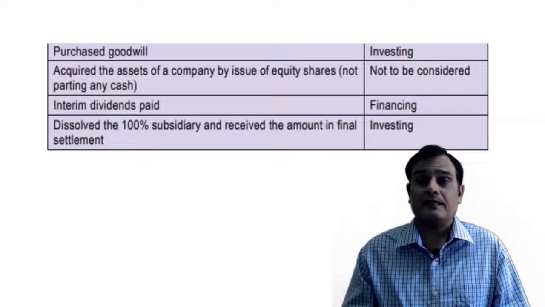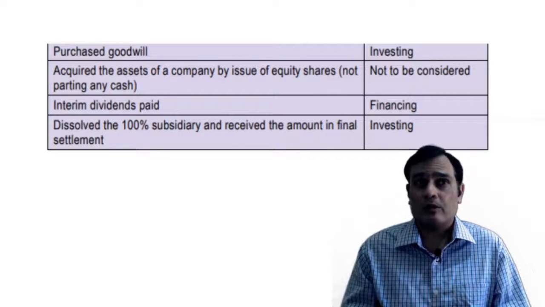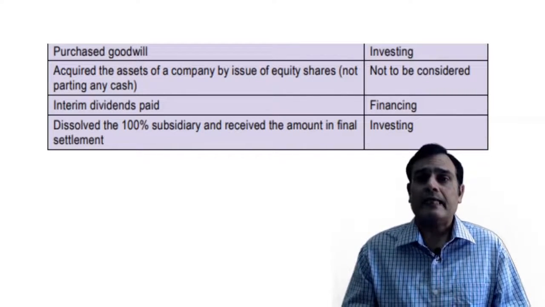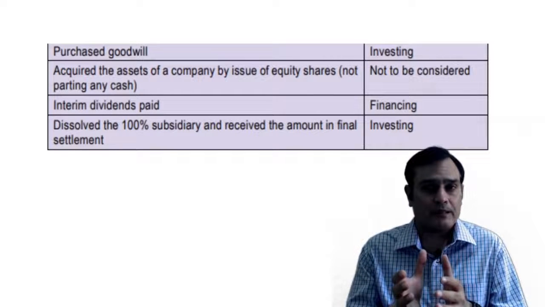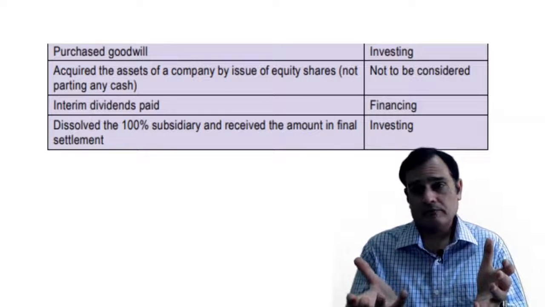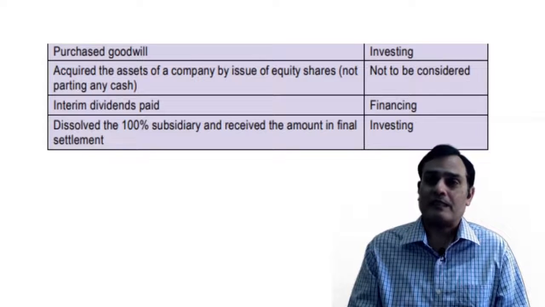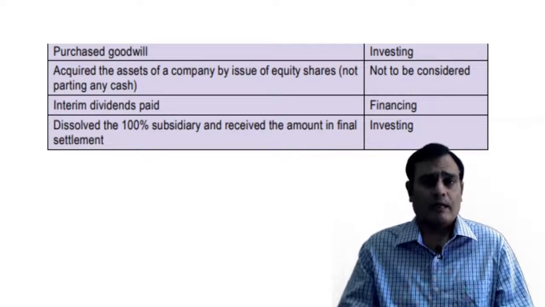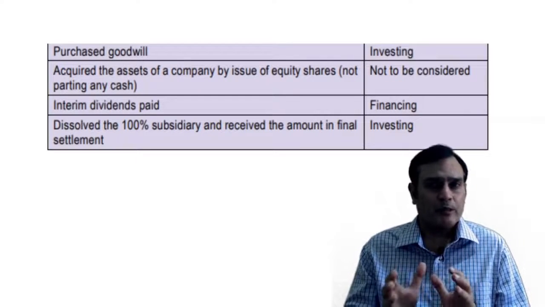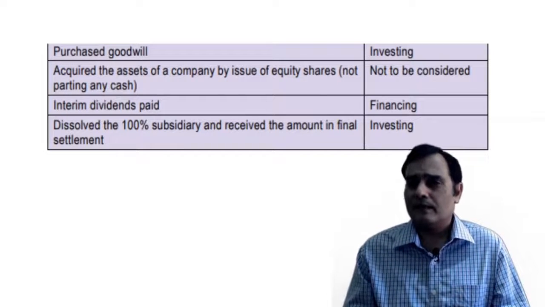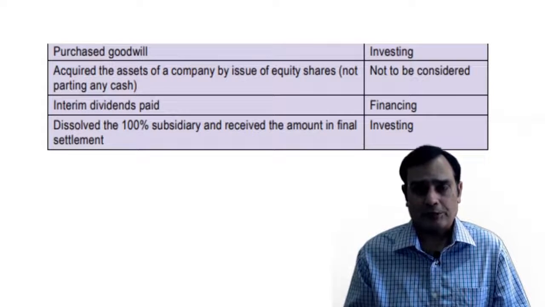And then let's say 100% of the subsidiary is dissolved. You basically sold off, dissolved the entire subsidiary, and the amount is received in full and final settlement. So when you made an investment in the subsidiary, it was investing. And if you dissolve it and get money, that also becomes an inflow arising out of investing activities. Well, what I've done is I've not taken very basic examples. I've taken examples where one would think a little, though I think understanding which activity a transaction belongs to is not a very big challenge.